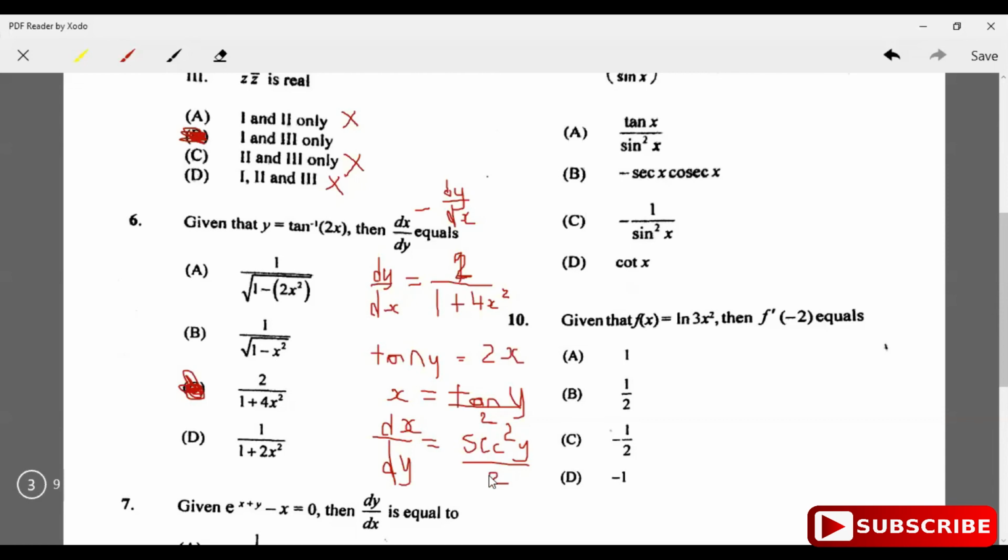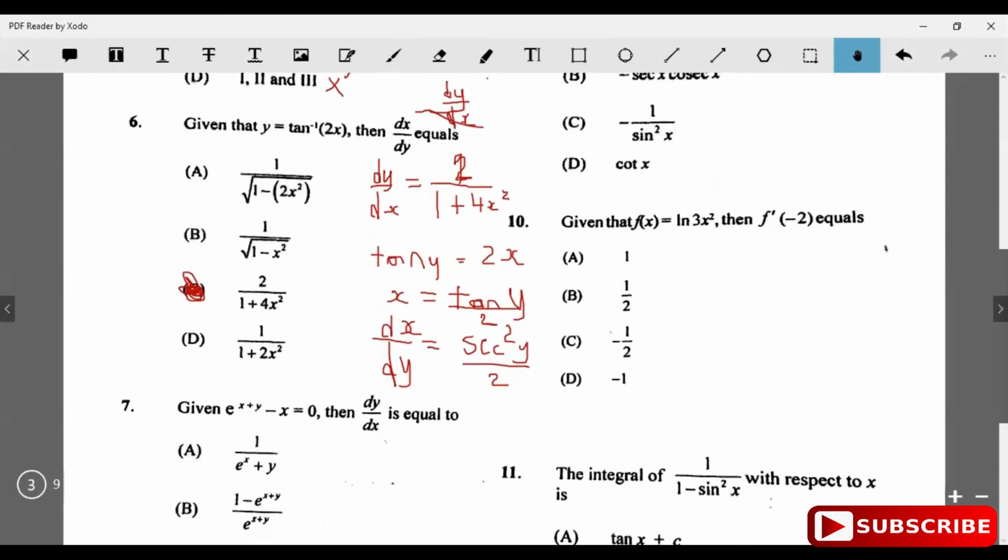And so clearly, because that option is not there, there's no answer for dx/dy, because sec squared is 1 plus tan squared, and tan y right here is 2x. And so there's no option right there. So this should have been dy/dx. That's what this question should have been asking.